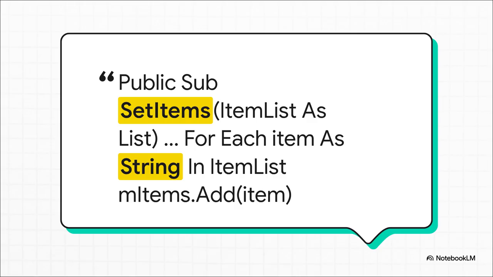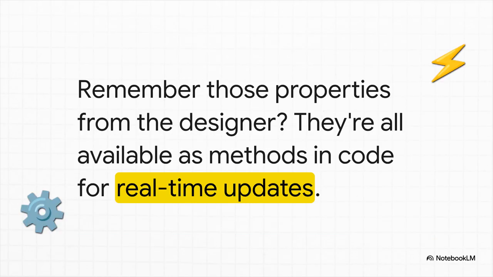See how simple that is? It just takes a standard B4X list, wipes out anything that was there before, and then loops through your new list, adding each item. It's just clean, efficient code. And remember all those properties we saw in the designer? Yep, you can control all of them from your code too. And this is where things get really interesting, because you can change the animation speed or the color on the fly, maybe based on something the user just did.